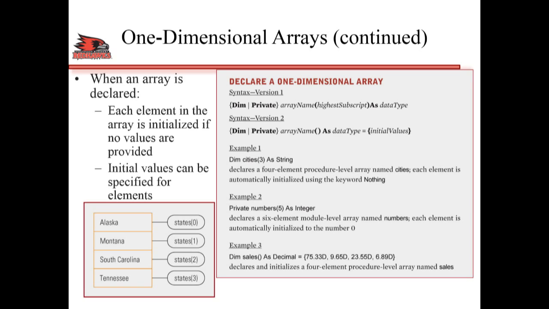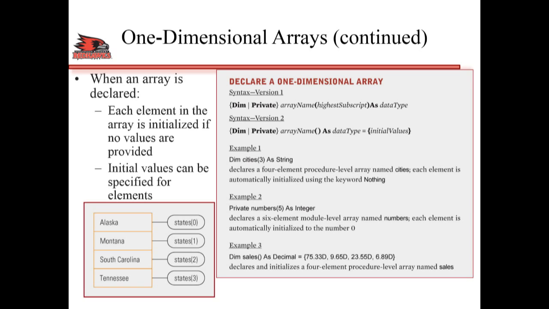So when you do that, Dim or Private, then array name, highest subscript, and then like scalar variables, you have to declare the data type, whether it's a string or integer or a decimal. It can be any type of data type, but all of the elements have the same data type.